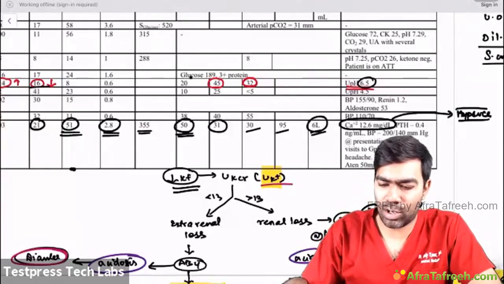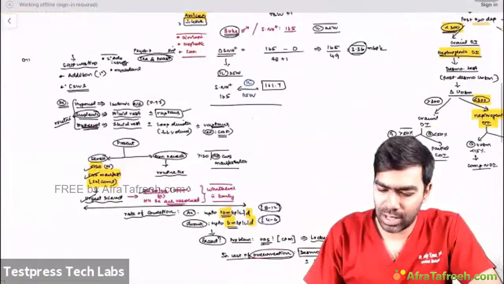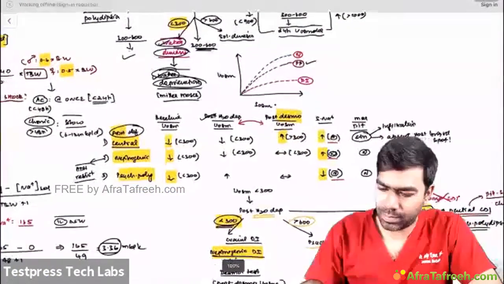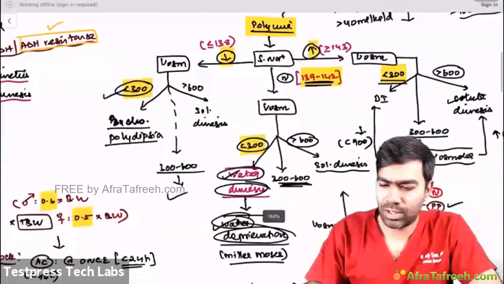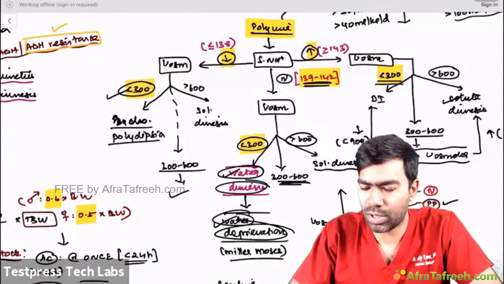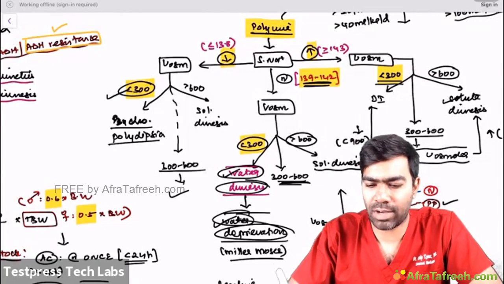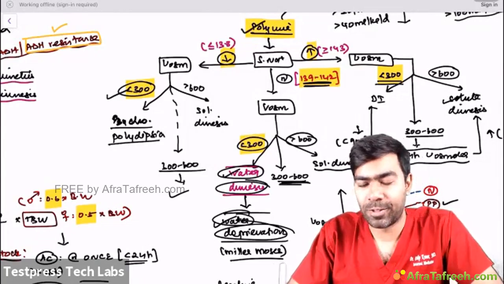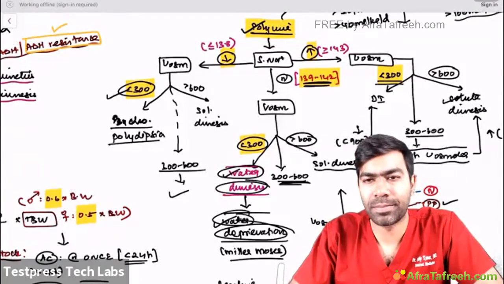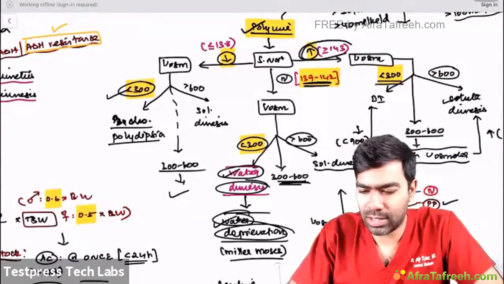So let us see the algorithm. How to evaluate a polyuria? We have seen already. Whenever a patient is having polyuria, I need to see the serum sodium. Is the serum sodium increased or decreased? Tell me now. So what is the serum sodium here? According to this chart, it is increased, decreased or normal. It's 144. So definitely it is increased.